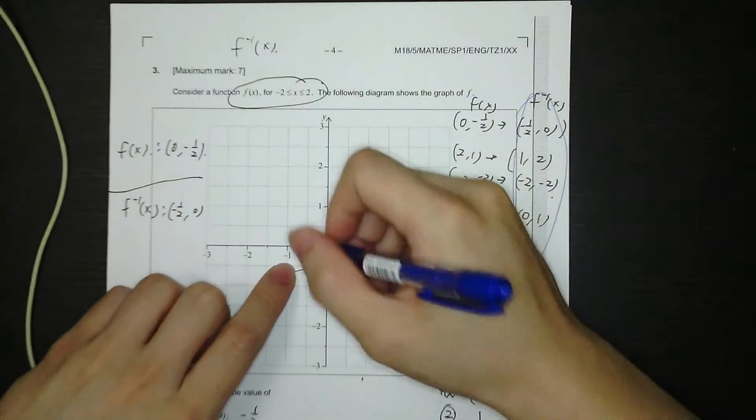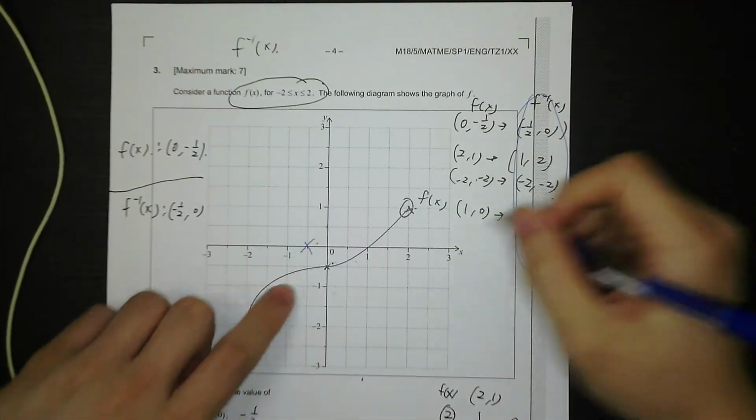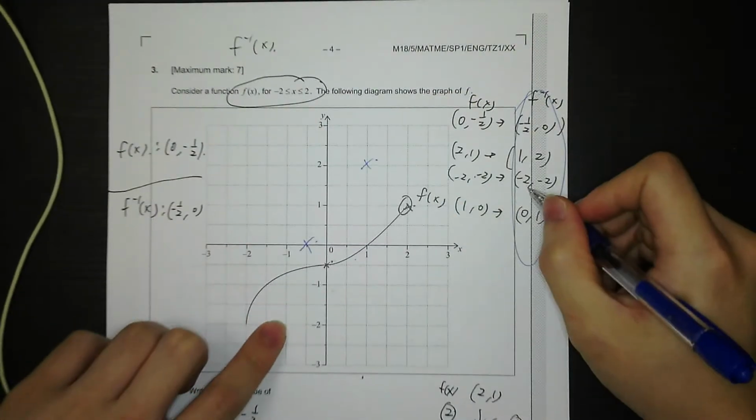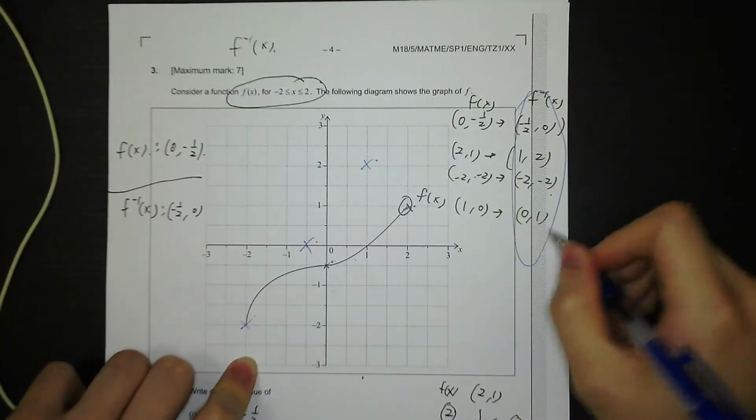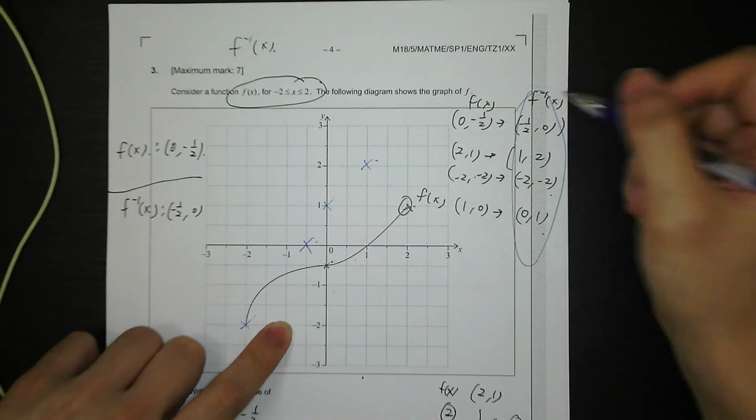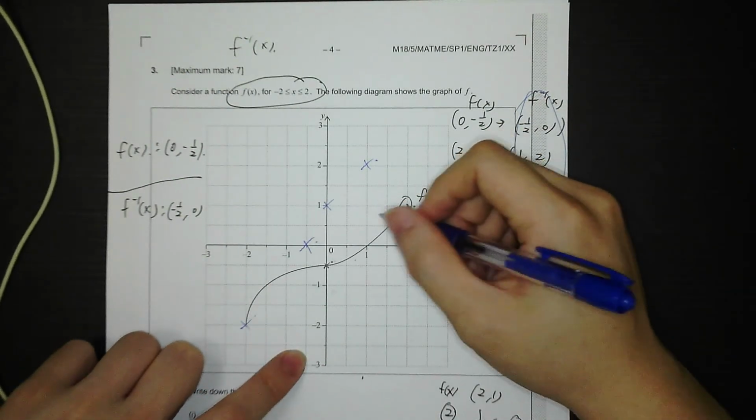(-0.5, 0), so it's here. (1, 2), (-2, -2), and also (0, 1) is here. So, yeah, that's the graph like this.